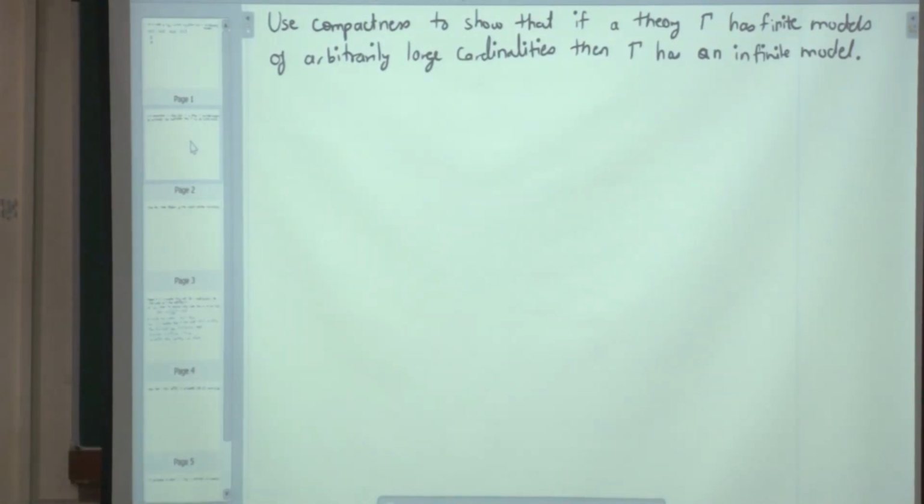Okay, let's do another simple exercise. Yeah, this is a standard application of the compactness theorem. So what we are trying to say here is that a theory gamma is satisfiable if it has models of arbitrarily large finite cardinalities. Sorry, I should make this clear: if gamma has models of arbitrarily large finite cardinalities, then show that gamma has an infinite model.